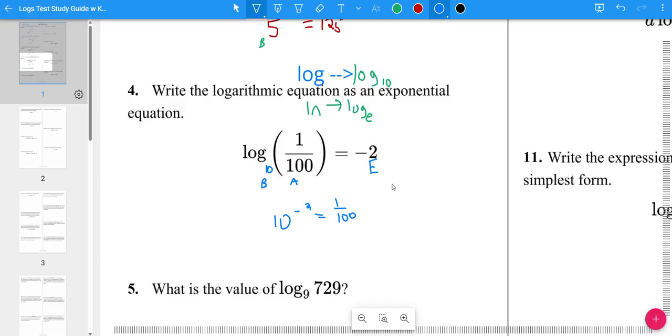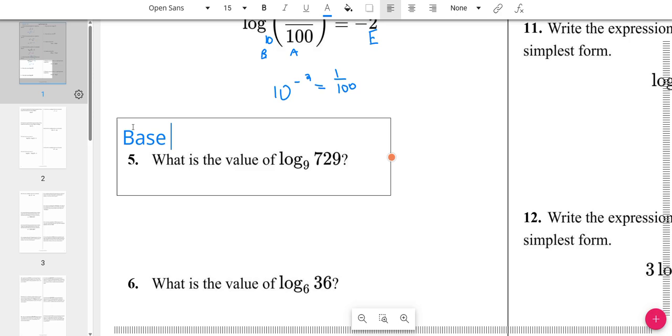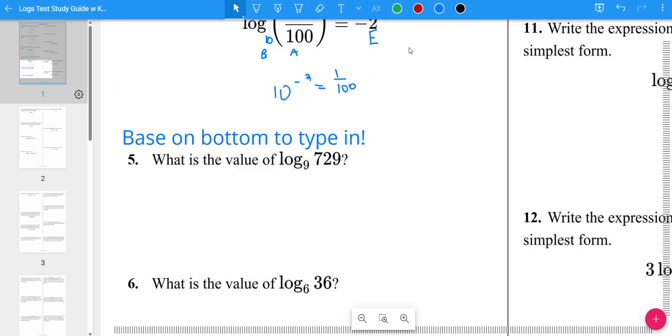Now, to be able to type this in our calculators, we have the TI-30s. So we're going to be working with rewriting this with base on bottom. So remember, anytime we need to type it in for this class's purposes, we have to rewrite it with base on bottom. So that means the base becomes the bottom argument. So we're going to rewrite it with log over log. The 9 goes on bottom. 729 goes on top.